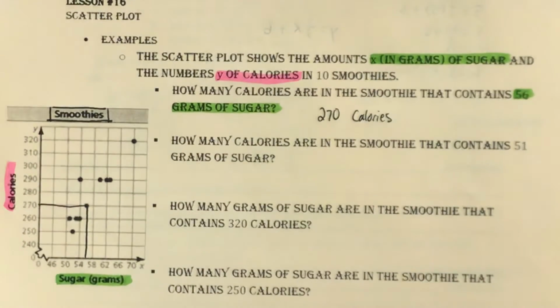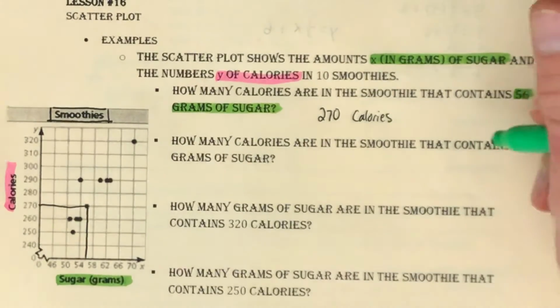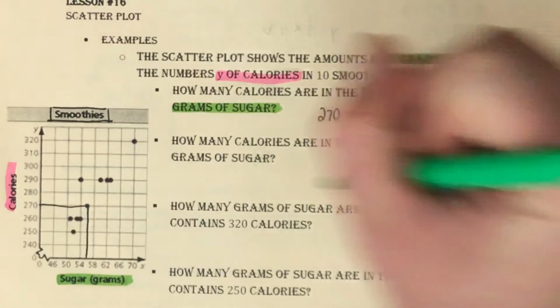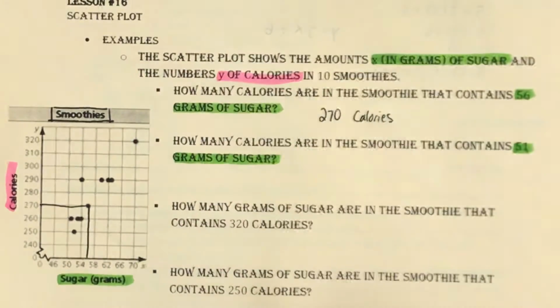Pretty simple, right? Well, I'd encourage you to try that second question on your own because it's very similar to the first, then check your answer with mine. So again, the question says, how many calories are in the smoothie that contains 51 grams of sugar? Well, in order to figure that out, I need to come, again, because it is talking about grams of sugar, which is an X value, so it's going to be on the X axis.